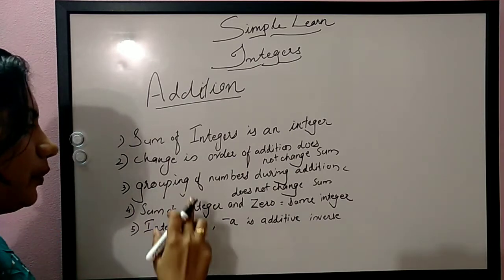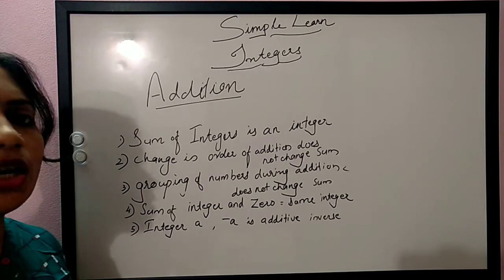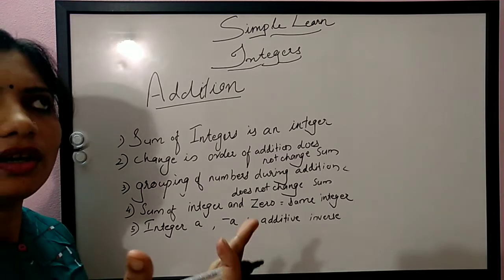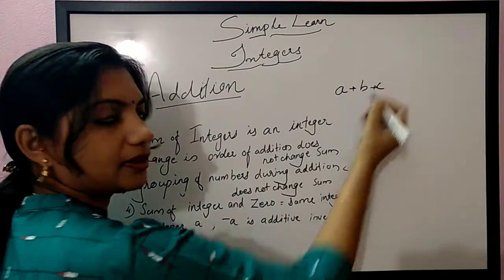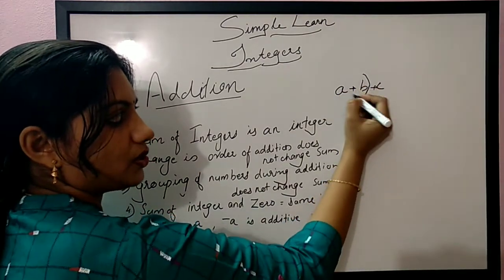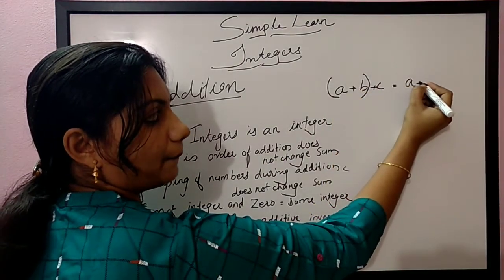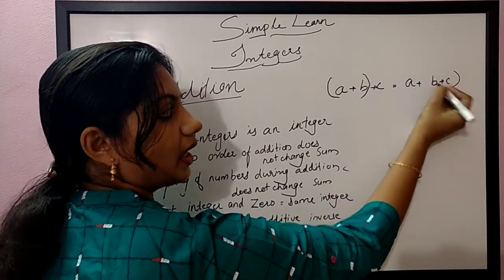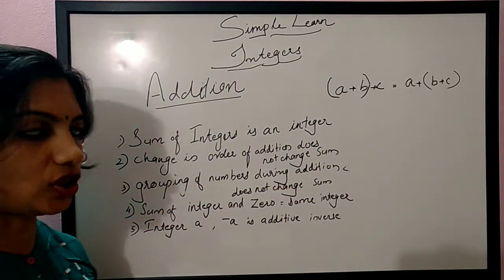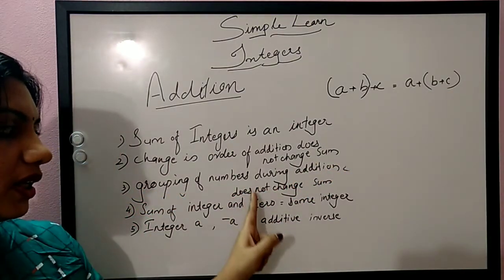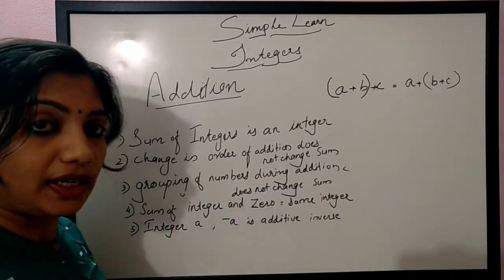Next property. Grouping of numbers during addition does not change the sum. So when you do a grouping of numbers, it should be more than 2. Right? A plus B plus C. You can group these 2 together, equal to A plus B plus C. You can group these two together. So this is called grouping in addition. Grouping of numbers during addition does not change the sum. This is the same property of addition.